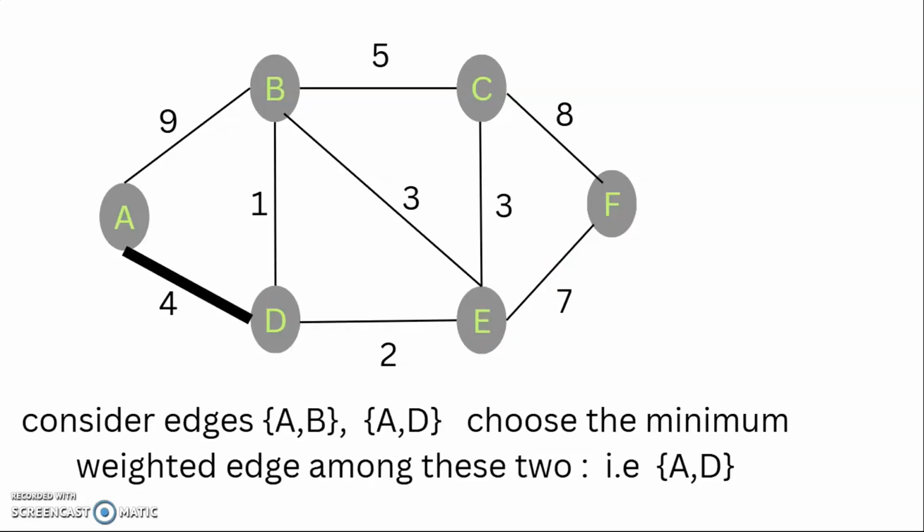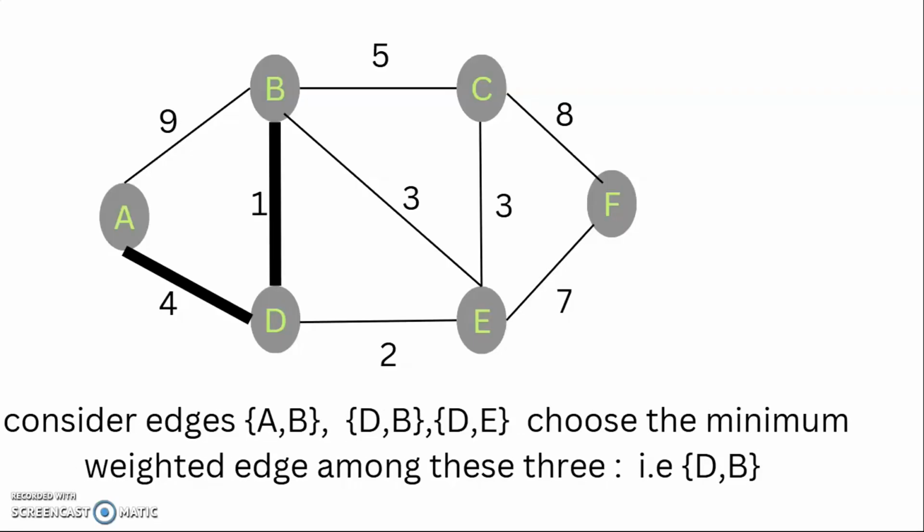So what is next? We should consider the edges which are connected with the node A. So AB and AD. We have to choose the minimum weighted edge among these two. So AD has the minimum weight 4 when compared with AB. So I have chosen AD, and the selected edge is shown in the highlighted manner, which you can see in the diagram.